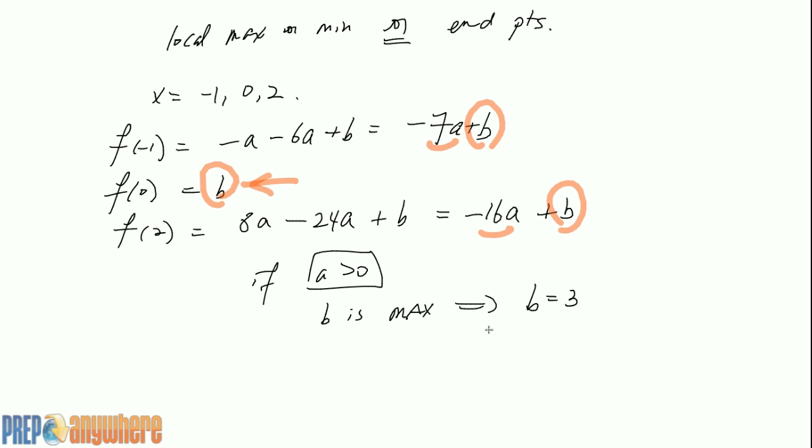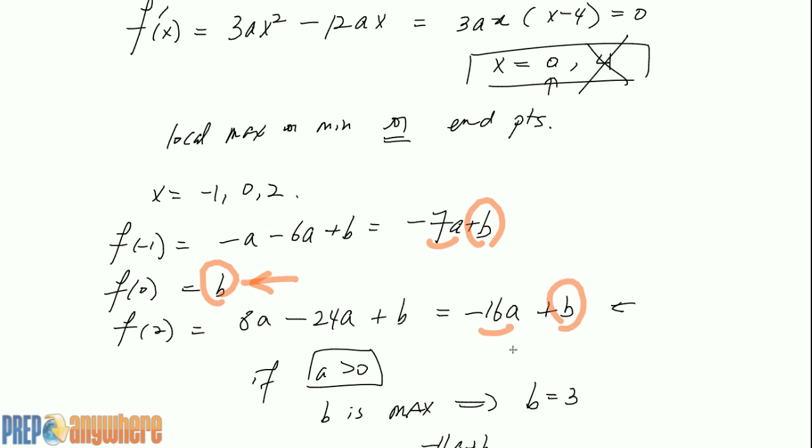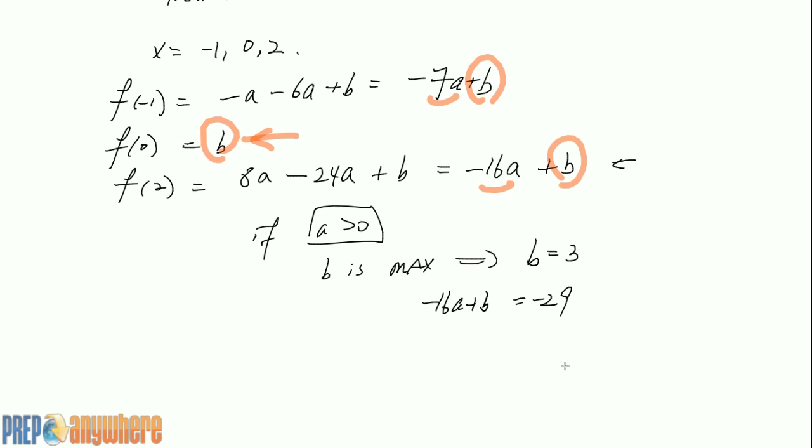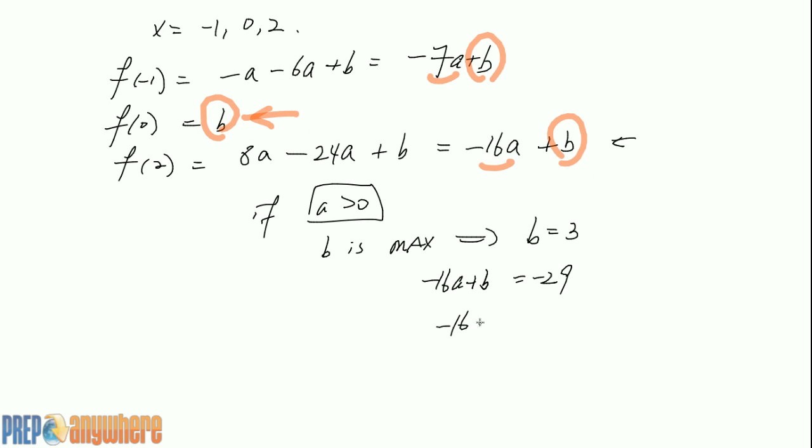Okay. So if that's the maximum, this must be the minimum, minus 16a plus b, which is equal to minus 29. Okay, so minus 16a plus 3 is equal to minus 29. That's minus 32, so a is equal to 2. Okay, this is when a is positive.